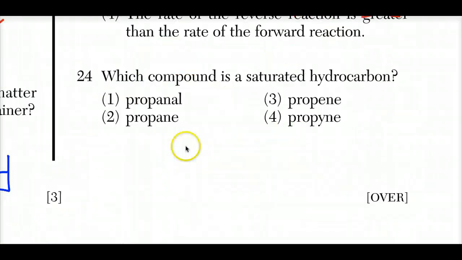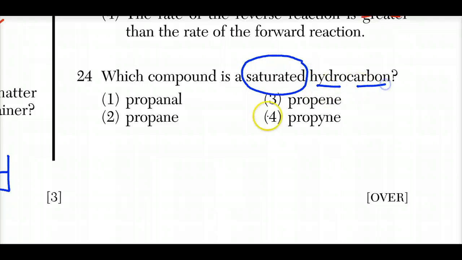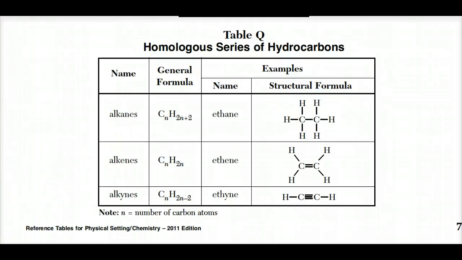Number 24, which compound is a saturated hydrocarbon? All right, the word saturated means that this hydrocarbon is holding on to the maximum amount of H's possible. To remember this, table Q is really your friend here. Table Q goes over saturated and unsaturated compounds, even though it doesn't mention them by name.